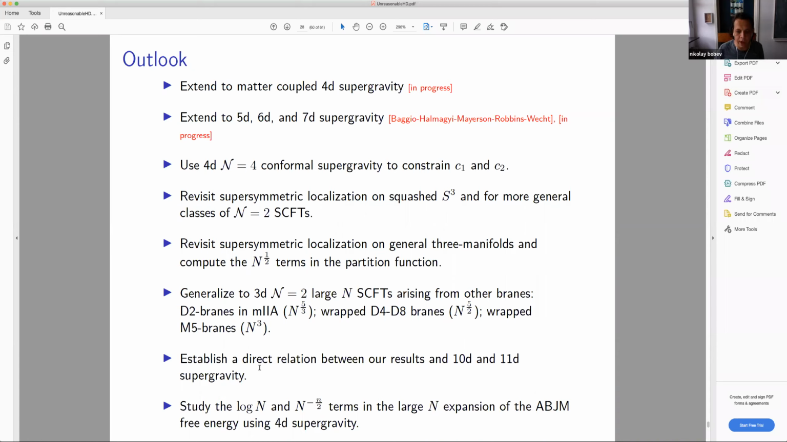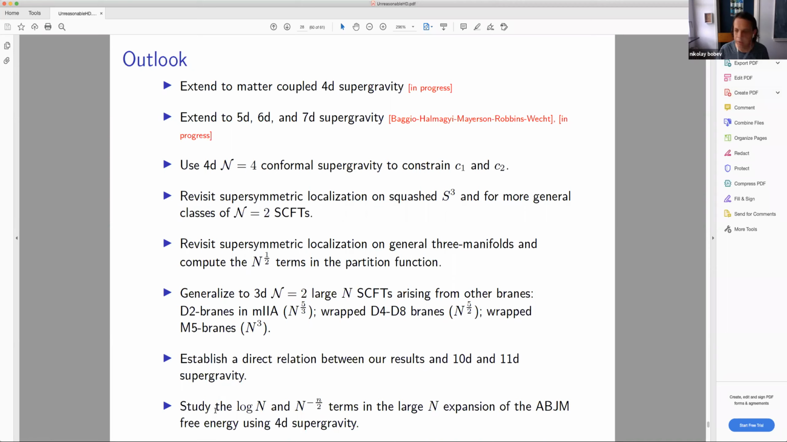I emphasized a few times that I'm doing the reduction from 11D to 4D in my head. Well, this is because I'm weak, but maybe someone is strong enough to do it, really, and compute C1 and C2 by using results in 11D or 10D supergravity.